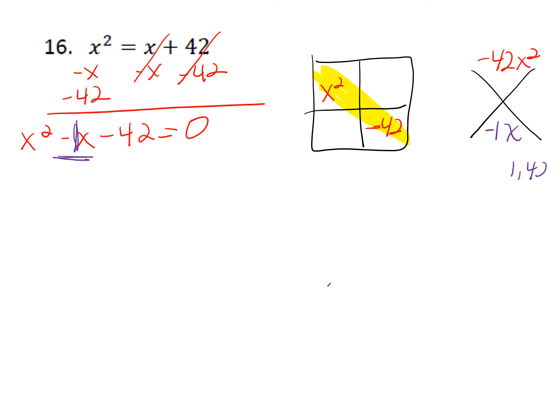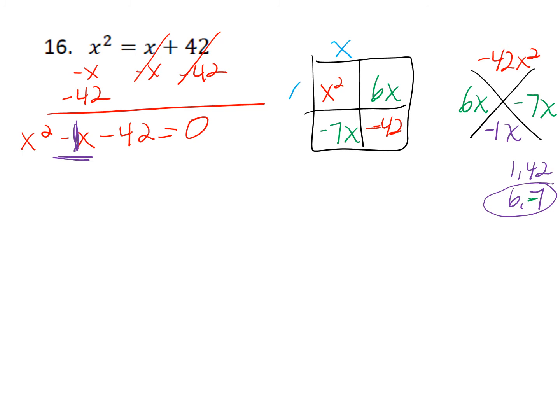So I've got 1 and 42, 6 and 7, and there might be some more, but the 6 and 7 kind of caught my eye because if I put 6 and 7 together, if I subtract, I can get a 1. But notice I need a negative 1. So that would have to be a positive 6 and a negative 7. So a 6x minus 7x would give me that negative 1x. And again, if I multiply those, I get the negative 42x squared. So I'm going to put the 6x in the top block and the negative 7x on the second row.